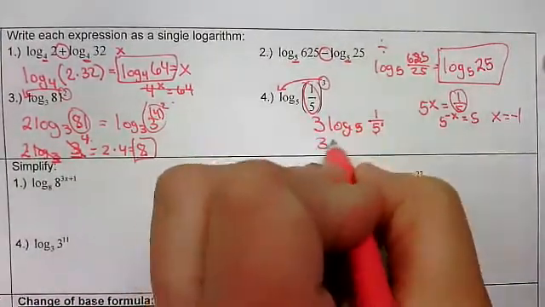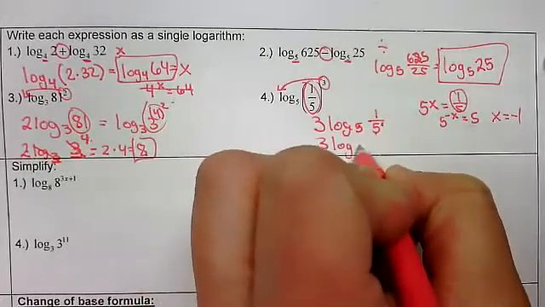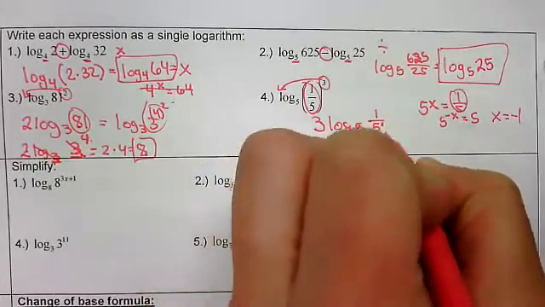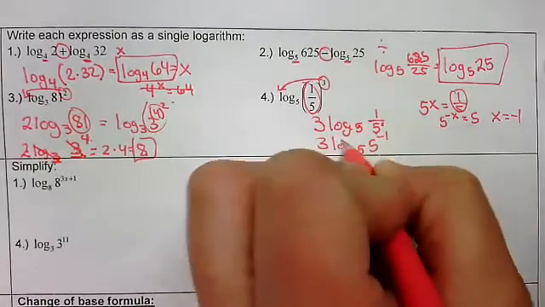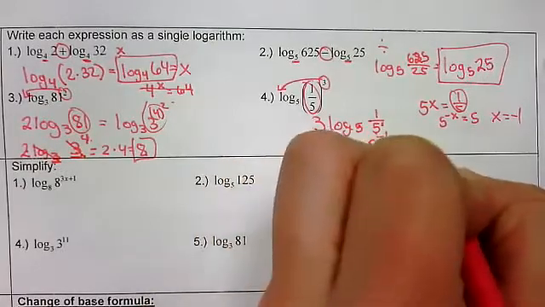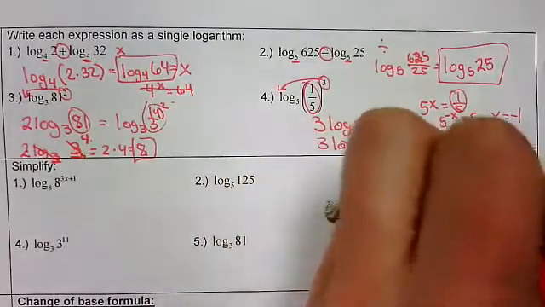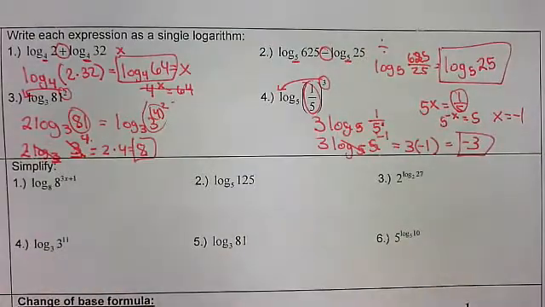So now I have 3 log 5, 5 to the -1 power. Those are going to cancel, and I'm left with 3 times -1, which is -3.